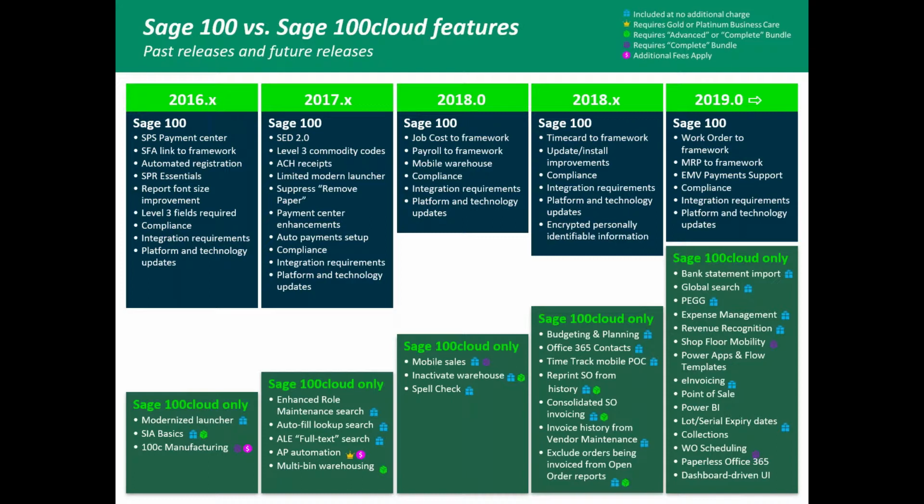To point out a few of the favorite enhancements through the years, version 2016 offers Sage Inventory Advisor Basics, along with a modernized launcher and user interface. 2017 brought us Sage AP automation and multi-bin warehousing. And lots of new features are available in 2018. One of my favorites is mobile sales.